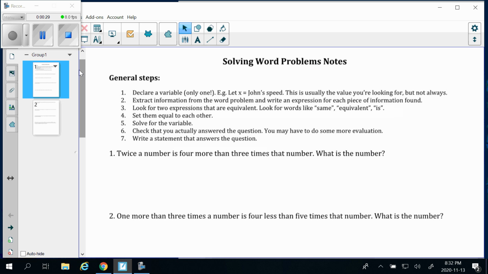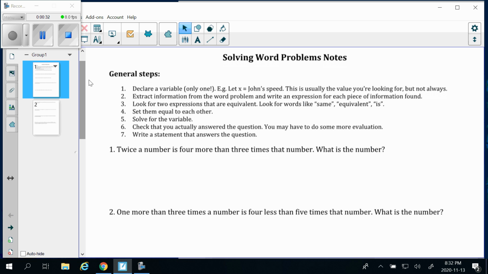So I'm just going to jump right into the first question here, and we're going to use the general steps that it says up here. So it says twice a number is 4 more than 3 times that number. What is the number? And this is very similar to the kind of question we did yesterday. So the first thing we're going to do, it says up here, is declare a variable, like let x equal something. So we're just going to let n equal the number.